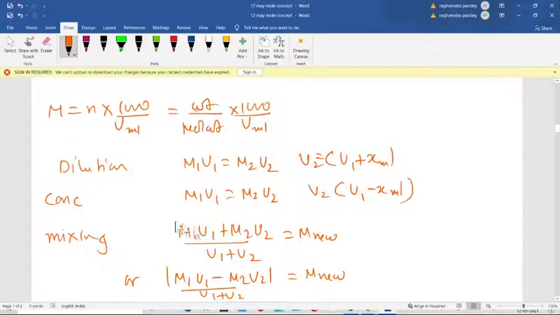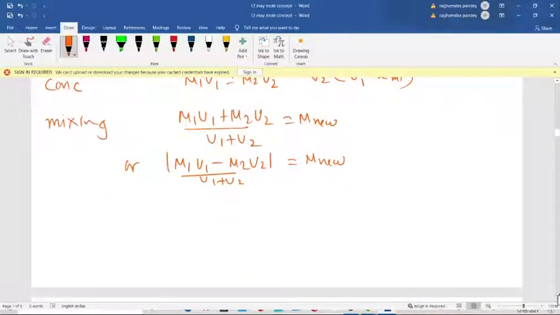Okay, this is the most basic formula. This one, n is your number of moles. Now always remember, sometimes they give you one solute and one solvent, sometimes they give you many solutes and one solvent. So I just want to give you an example.